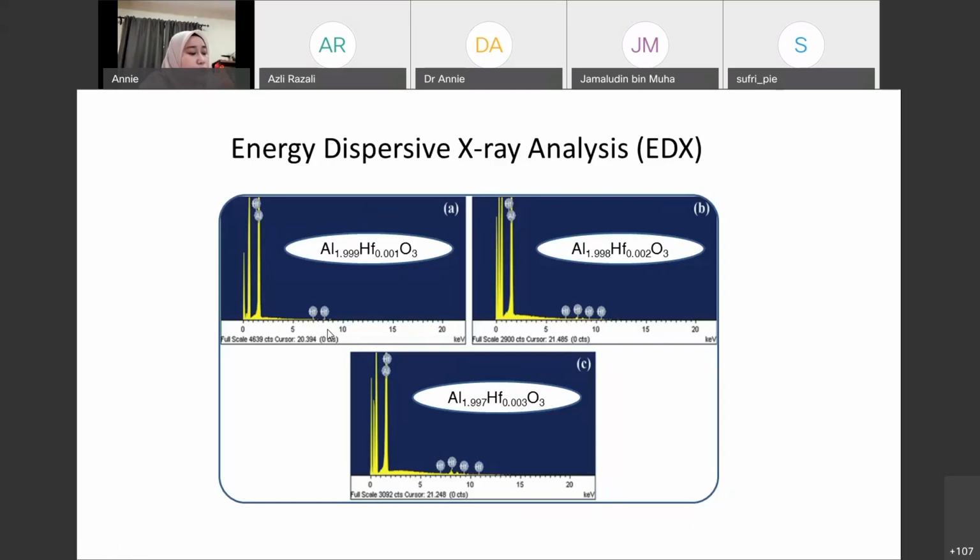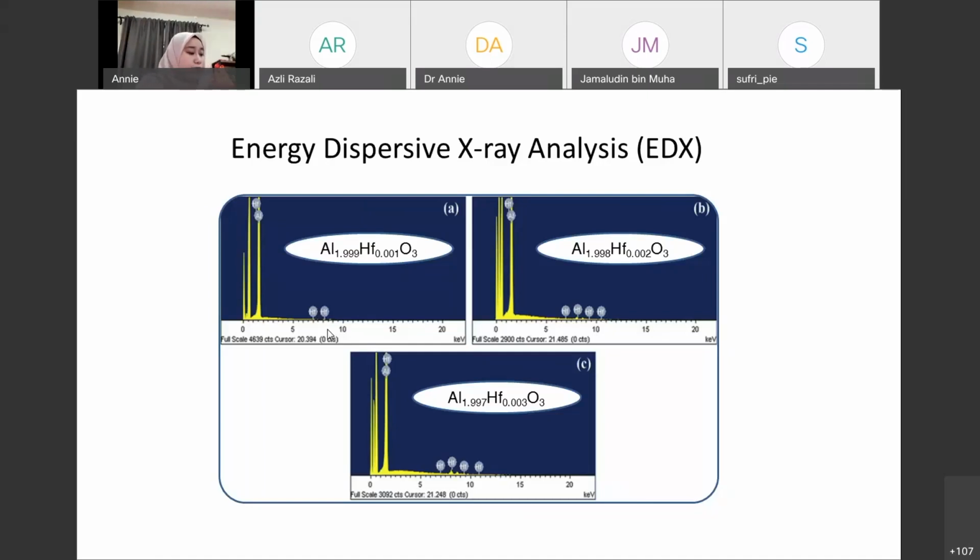Therefore, from both XRD and EDX results, it can be concluded that hafnium has been doped in aluminium oxide, and this is direct proof that the substitutional doping is successful. So all the XRD, FESEM, and EDX had provided us information about the material properties. But next, I'm going to bring you all to look at the materials' functional properties.